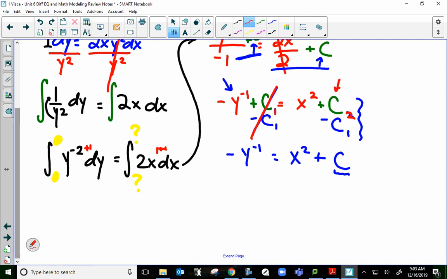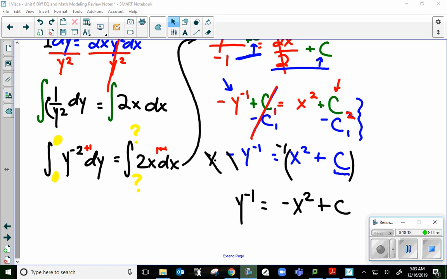So let's solve for y here on this side. Let us multiply both sides by negative 1. Multiply this whole thing by negative 1. Multiply this whole thing by negative 1. So now my negatives cancel, and I just get y to the negative 1 equals negative x squared, still plus c. All right? So far, so good.